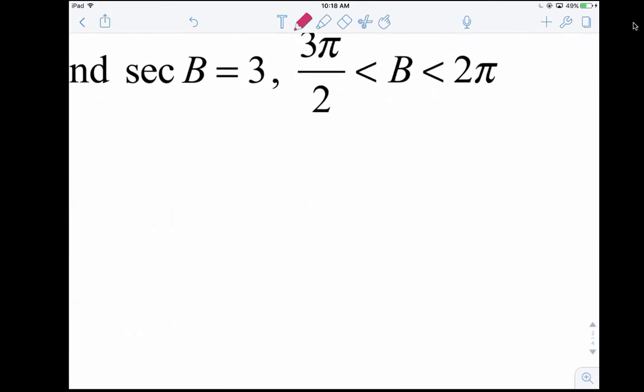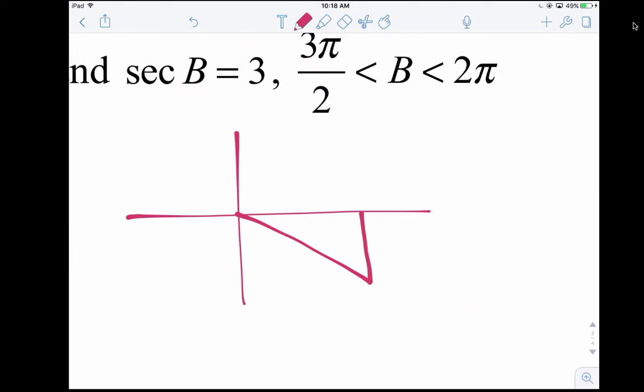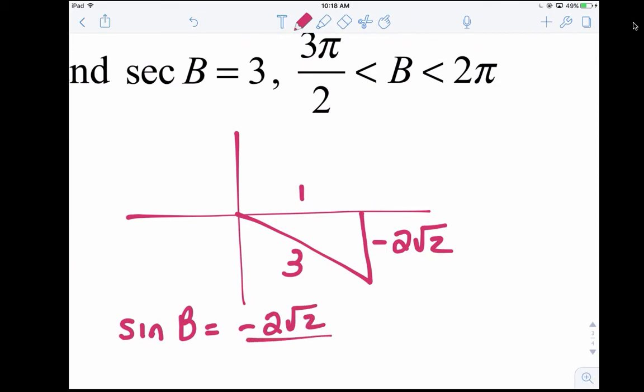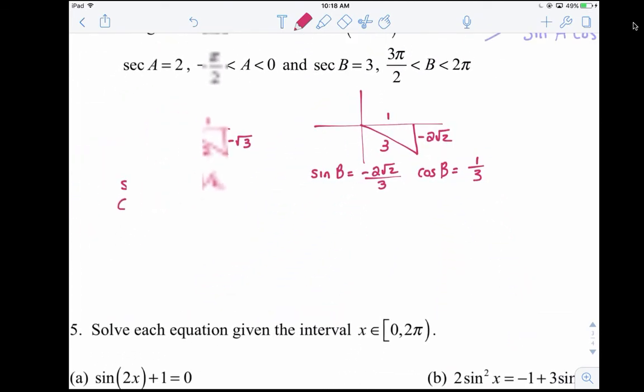And then the other one, you have secant of b is equal to 3, between 3 pi over 2 and 2 pi. So that also is in the fourth quadrant. Secant is 3, or cosine is 1/3. And then the missing side would be negative 2 root 2. So sine of b would be negative 2 root 2 over 3, and then cosine of b is 1/3. So now that you have all the ratios, now you can figure out exactly what your answer is.